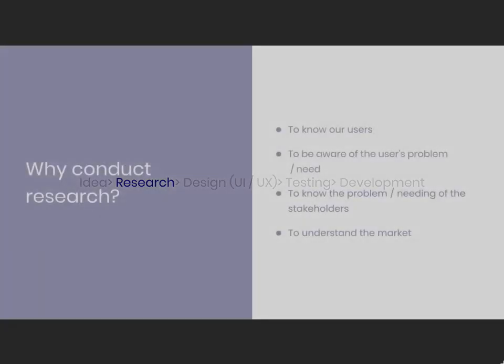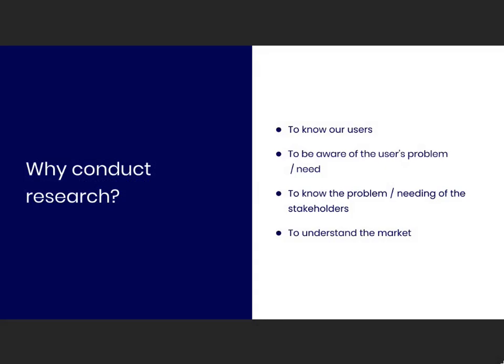In the process of creating a digital product, we have 5 main phases, which are idea, research, design, testing, and development. And as we talked before today, we will focus only on the research phase. Why conduct research? There are 4 main reasons to do so, but knowing our users and having empathy with them is most important. When we empathize with our users, we can better understand their needs and problems.